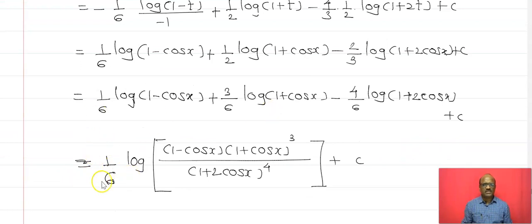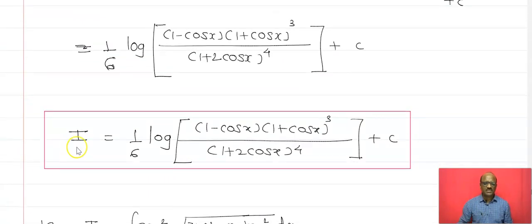If you take 1 by 6 as common, then in bracket you will get log of 1 plus cos x into, now here is a cubic term, 3 log of in bracket 1 plus cos x. So how will it be? Its cube will be taken. Therefore, it will become 1 plus cos x bracket raised to 3. And between these two, there is a multiplication sign and a subtraction, so it will come to divided. That is 4 log of 1 plus 2 cos x, and its bracket raised to what? It will be 4. That is 1 plus 2 cos of x bracket raised to 4 bracket complete plus c.